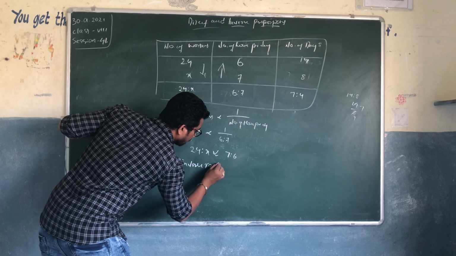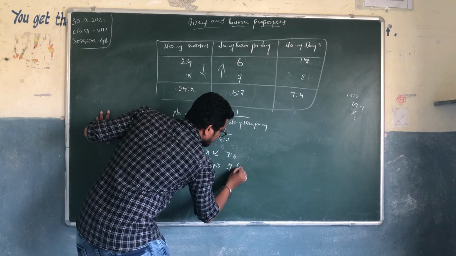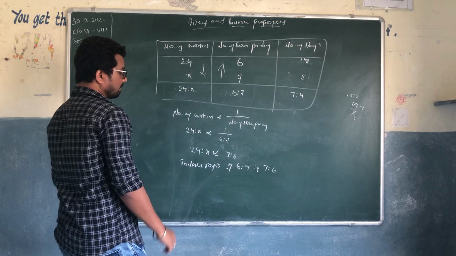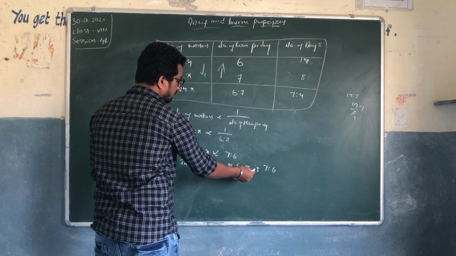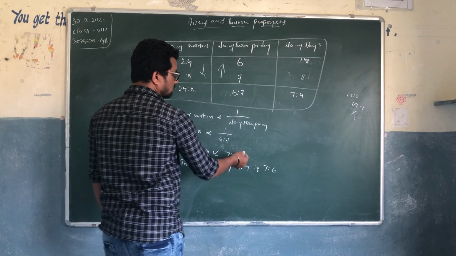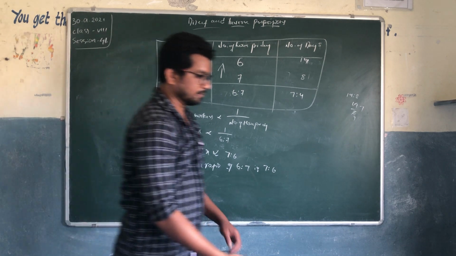Inverse ratio of 6 is to 7 is 7 is to 6. So we can write 24 is to x is directly proportional to 7 is to 6. Okay? Right.